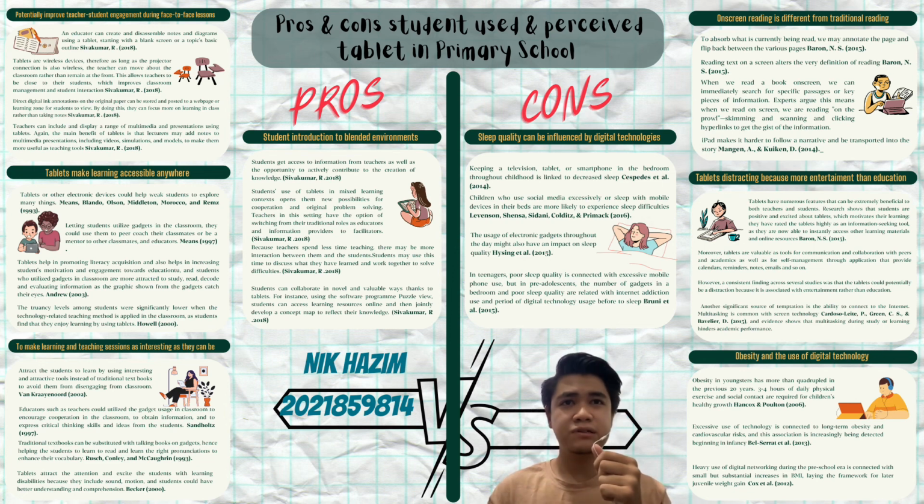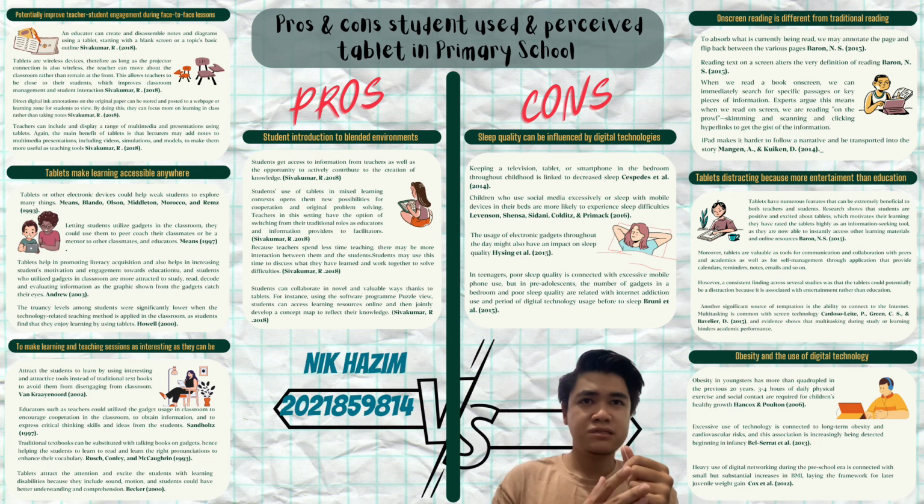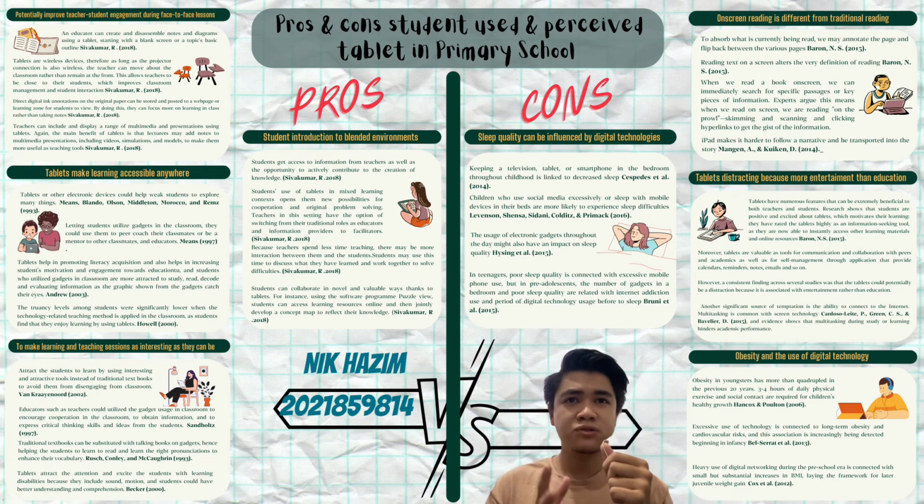Next, according to Levenson, Shensa, Sidani, Colditz, and Primack 2016, children who use social media excessively or sleep with a mobile device in their beds are more likely to experience sleep difficulties. Other than that, according to Heising et al. 2015, the usage of electronic gadgets throughout the day might also have an impact on sleep quality.